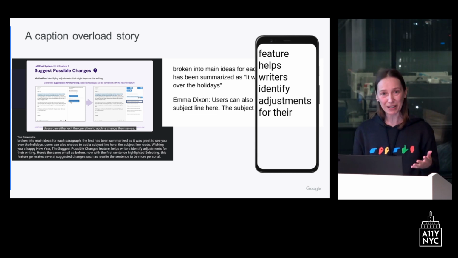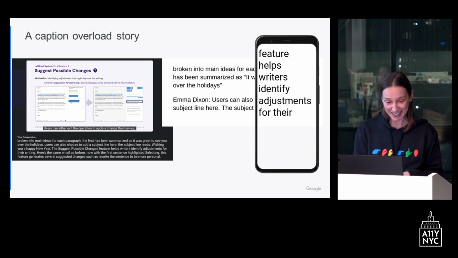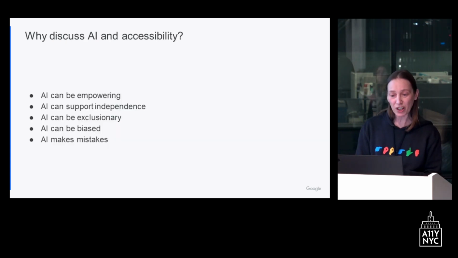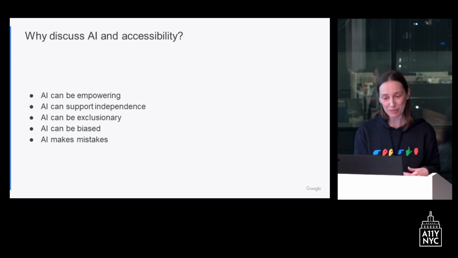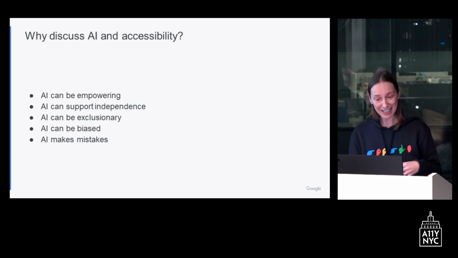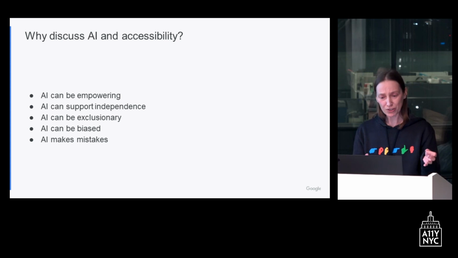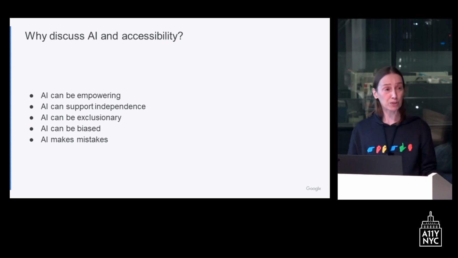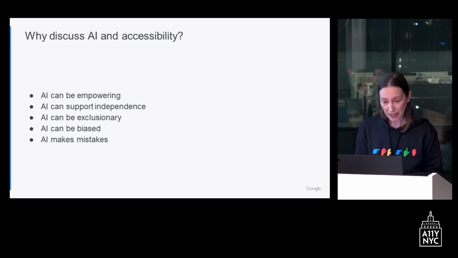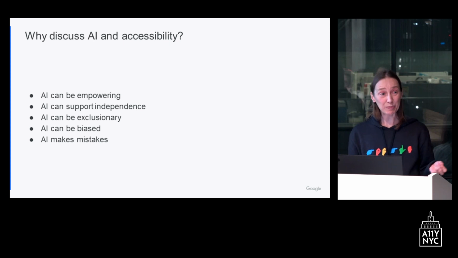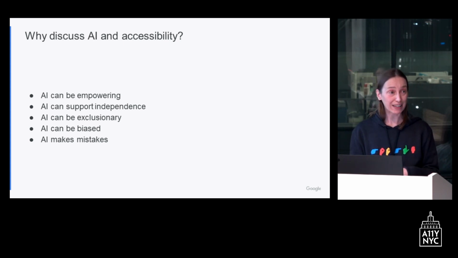And I'm telling this story because I think it nicely illustrates some of today's challenges and the opportunities for AI in accessibility. So on the opportunity side, we can see that AI can be very empowering, can support people in independently accessing content and the world. On the challenges side, we also see the AI was exclusionary. It didn't convey the words of people with atypical speech as well as it did for other people. And in general, we know that AI can be biased, and we'll share more examples of that as we go through. And then finally, AI does make mistakes. And that's a really important factor when thinking about AI as an accessibility tool.